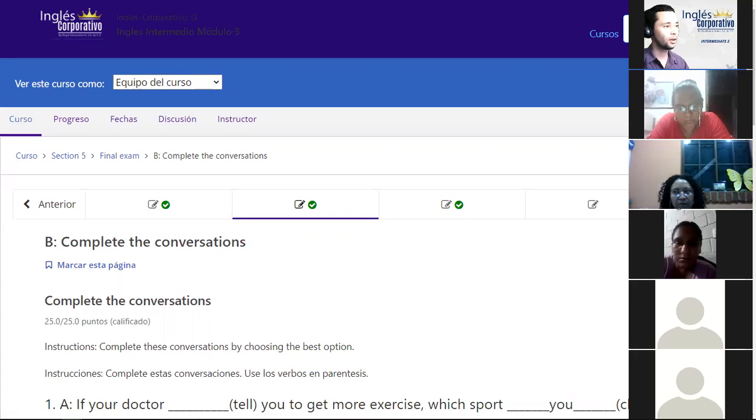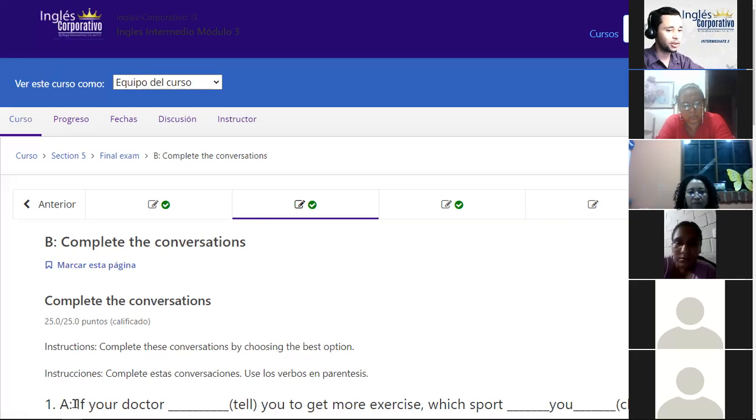Ok, sobre este ejercicio, ¿qué nos dice? Complete the conversations. Complete these conversations by choosing the best option. Tenemos, por ejemplo, number one, if a doctor told you to get more exercise, which sport would you choose. Ok, ¿qué vamos a hacer acá? Acuérdese, esto es el unreal conditional que hemos estado estudiando. El unreal conditional tiene dos partes. Una es el if clause, que es la condición, y el otro es el main clause, que es el resultado. Pero tanto la condición como el resultado son hipotéticos, son imaginarios. Significa que no reflejan la realidad. Solo están en nuestra imaginación. No es lo que sucede realmente.